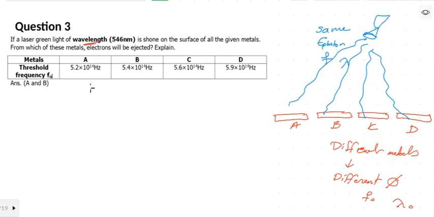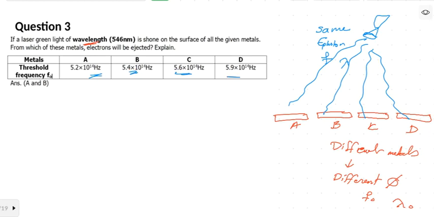In this question, you can solve it and take 10 minutes, or you can solve it using 2 minutes. It depends, and all of these ways are correct. But he gave me the threshold frequency for all metals. You see, the threshold frequency for all metals is given.